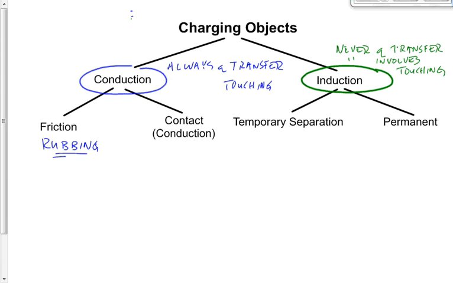Okay, charging by contact, we kind of already alluded to this. We talked certainly about it quite a bit yesterday. You touch two objects together. Instead of rubbing two objects together, you're simply going to touch two objects together. The condition on this one is that they must be different charges to begin with, because if they're the same charge, you get no net effect.